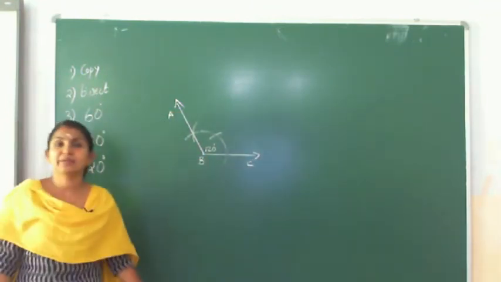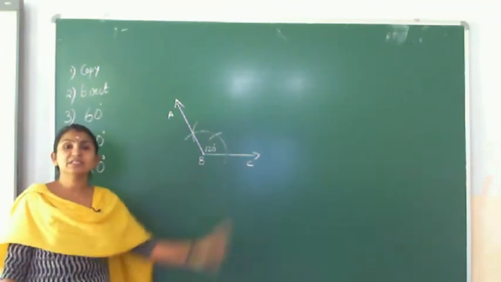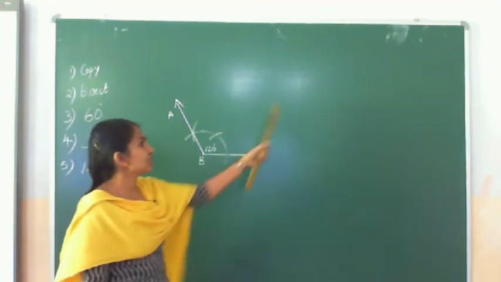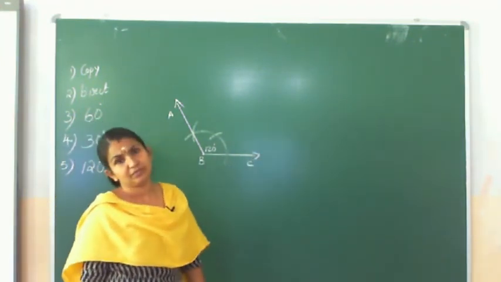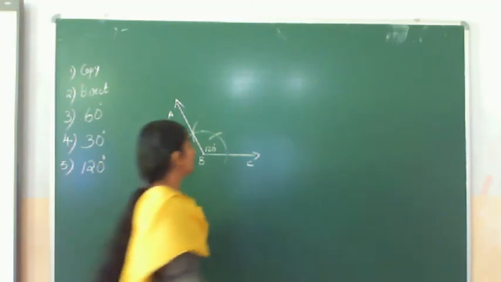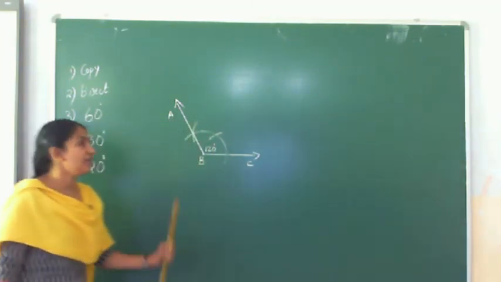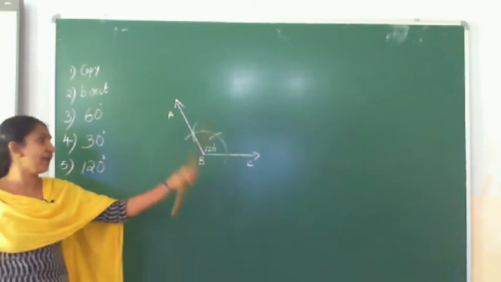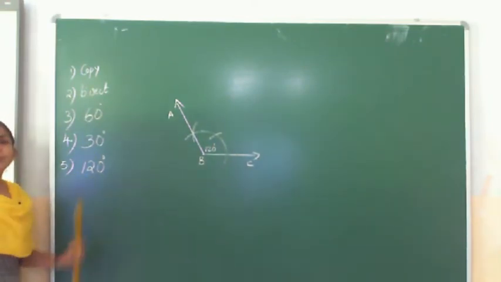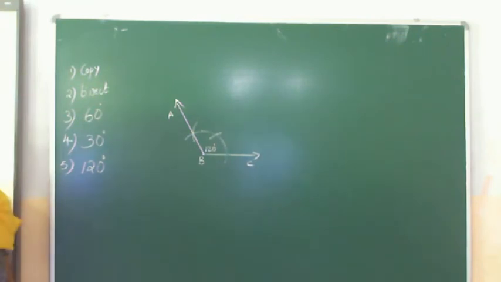One more thing let me tell you, when we are drawing these type of angles, it is better to first draw a rough figure. According to that we can start the work. So next question onwards, I will show you. First we have to draw a rough figure and then we can move towards the next one. So 120 degree we completed.